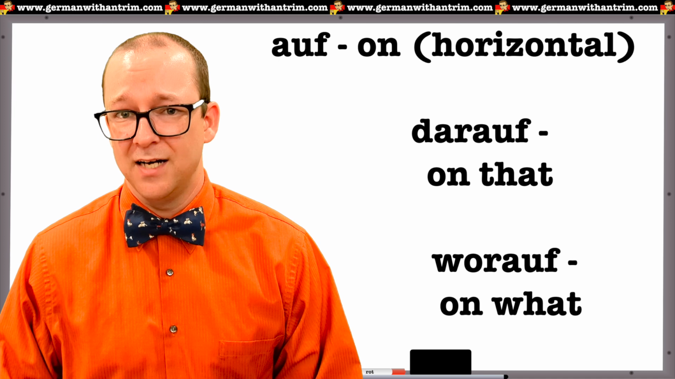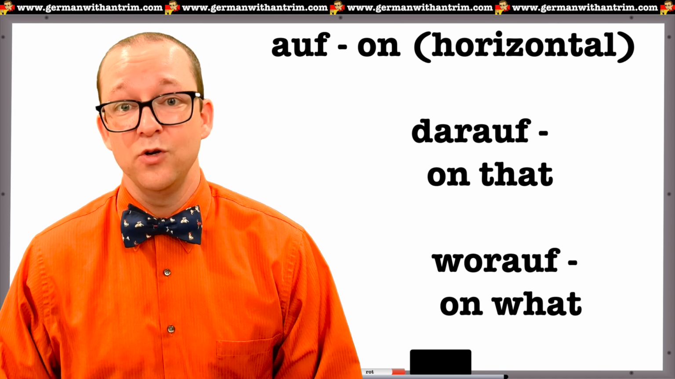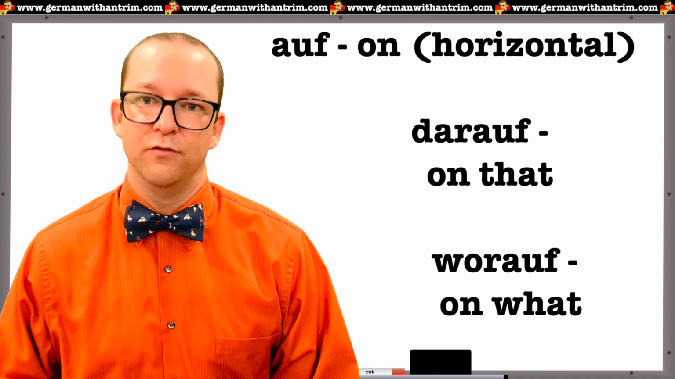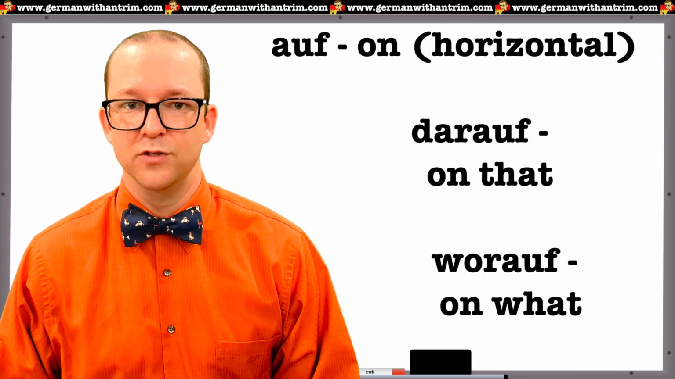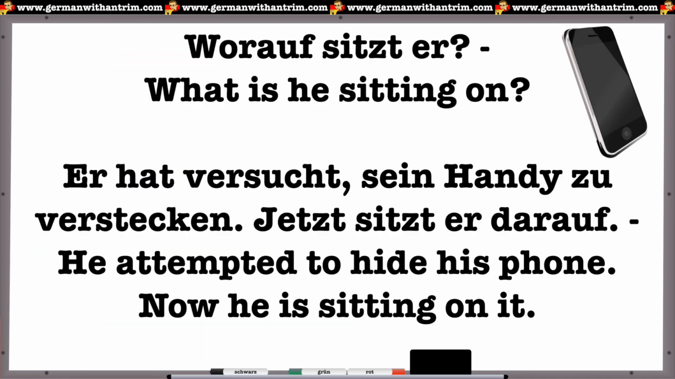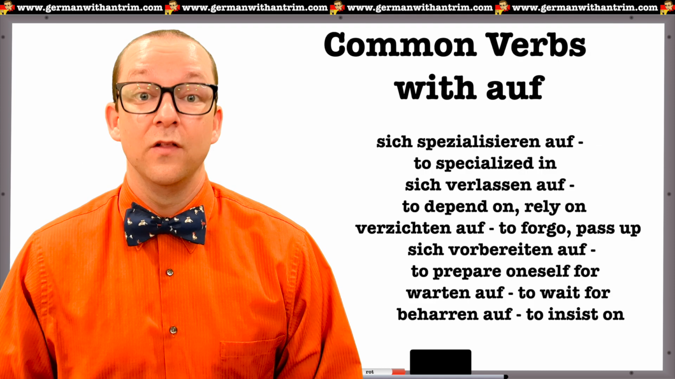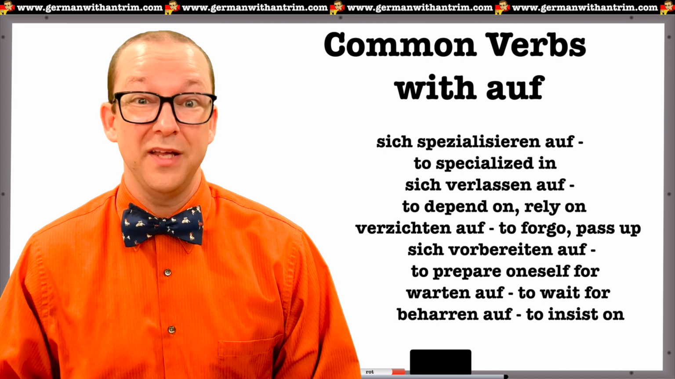Next up are darauf and worauf. Again, you can use these literally or paired with certain verbs. Here is an example of how you can use them in the more literal sense. Worauf sitzt er? What is he sitting on? Er hat versucht, sein Handy zu verstecken. Jetzt sitzt er darauf. He attempted to hide his phone. He is now sitting on it. The list of verbs that are often paired with auf is pretty long.